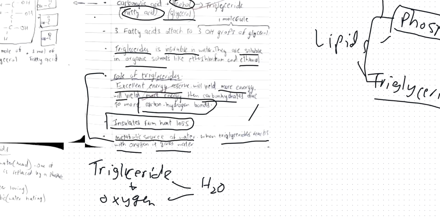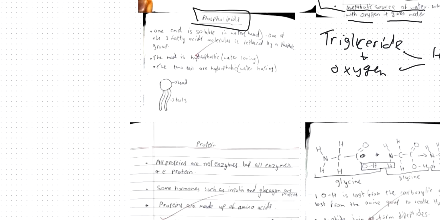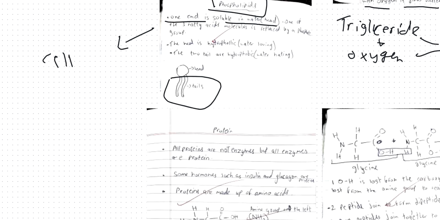So again, moving on to phospholipids. What is a phospholipid? I talked about this in the last class about cell membranes. It's found in the cell membrane, and one end is soluble in water. The heads are soluble in water, whereas the tails are insoluble in water. So the two tails are hydrophobic. They don't form bonds with water, whereas the heads are hydrophilic. They love to form bonds with water.